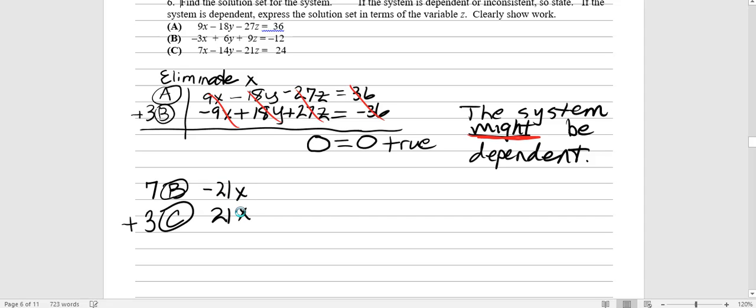So a negative 21x results when I do 7 times equation B, and a positive 21x results when I multiply equation C by 3. And so I focus only on that, and then I go ahead and do the rest of the work.